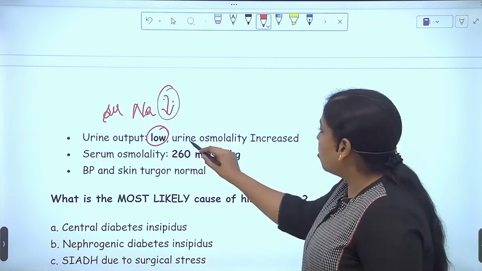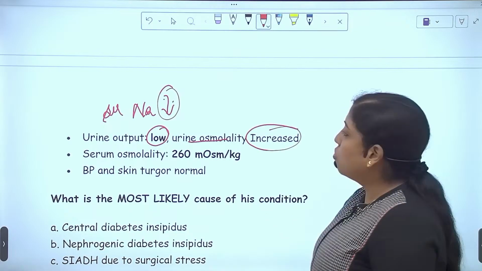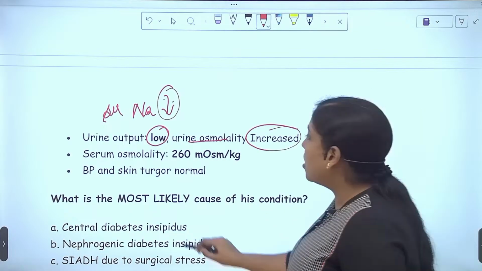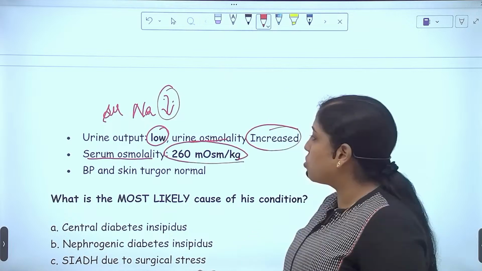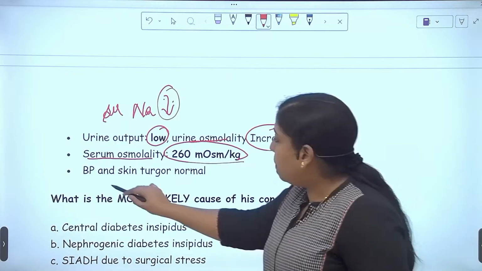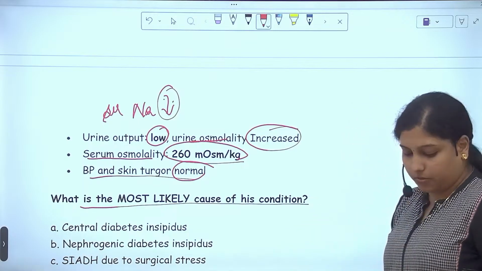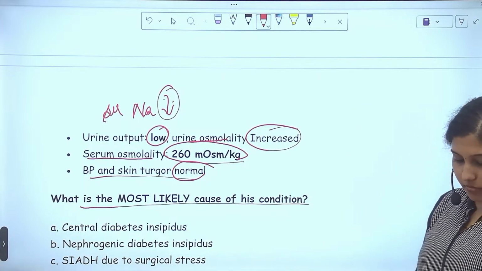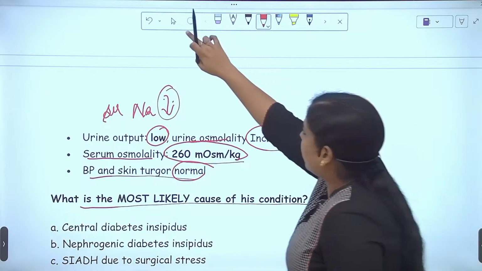Urine osmolarity is increased. Serum osmolarity is also like 260, which is also decreased. Now tell me, BP and skin turgor is normal. What is most likely the cause of this condition?